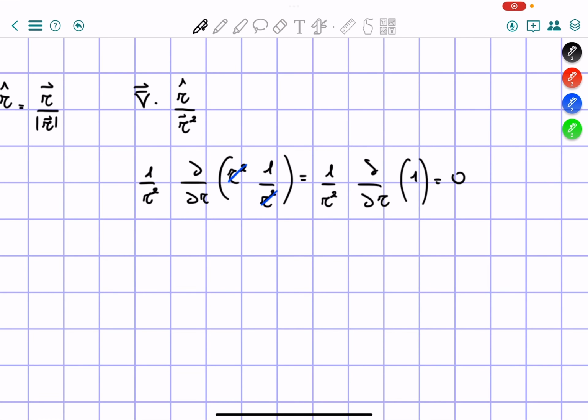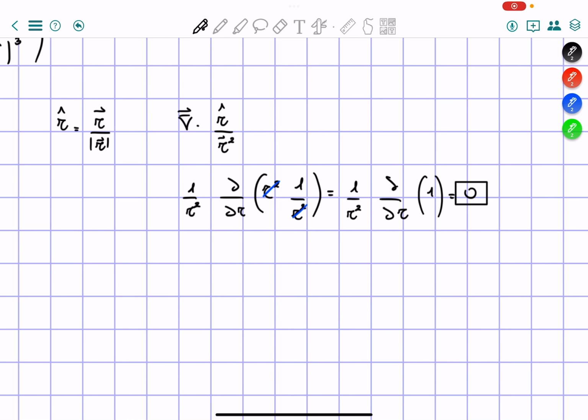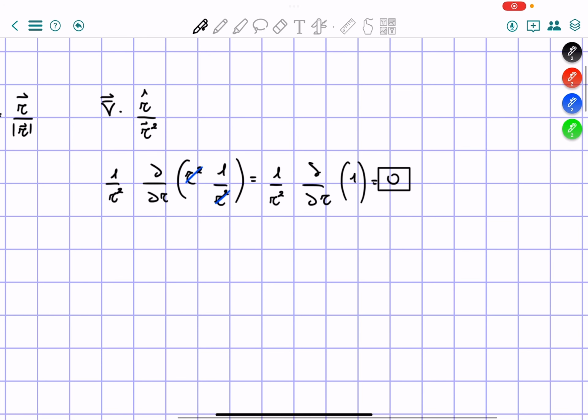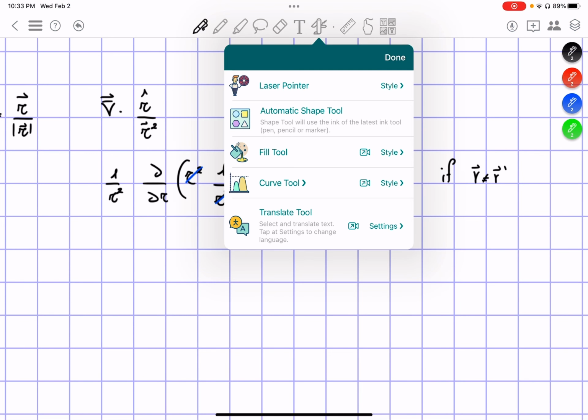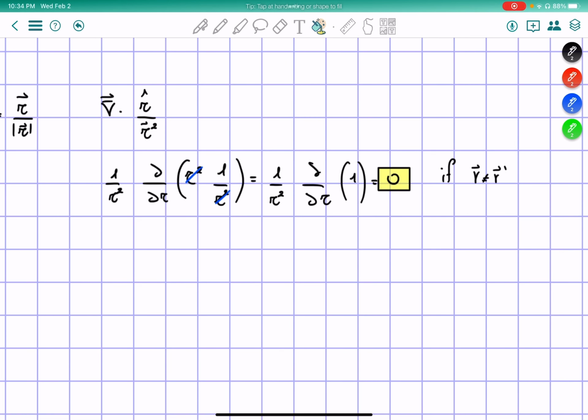Alright, thank you. And that was pretty easy. I mean, it is easy if you remember what you're doing. Of course, this is valid if our r vector is different than our r prime vector. It's pretty easy if you remember it, but of course, the book actually walks you through it pretty well too.